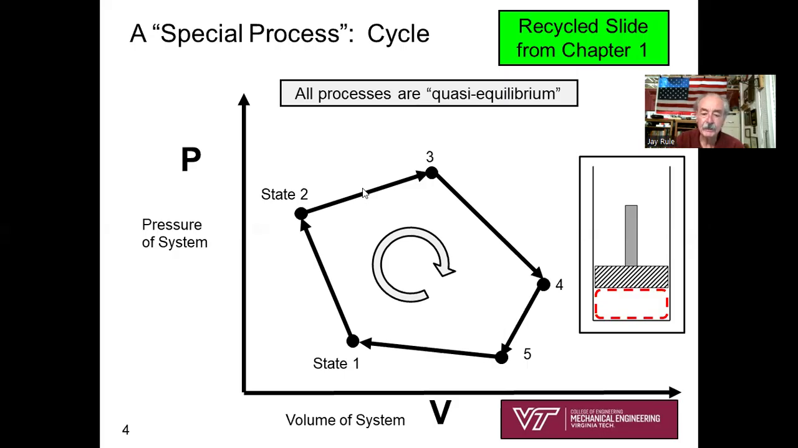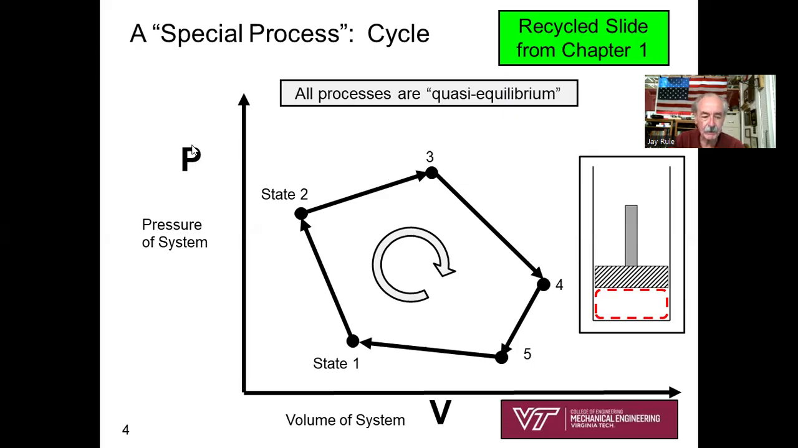At all points within any process, let's say 2 to 3, all of these points are in equilibrium. So in other words, basically things are happening rather slowly. And remember, the depiction of our closed system is over here, the tried and true piston and cylinder. And so the closed system is contained within this dashed line. And let's see, what else do we remember?